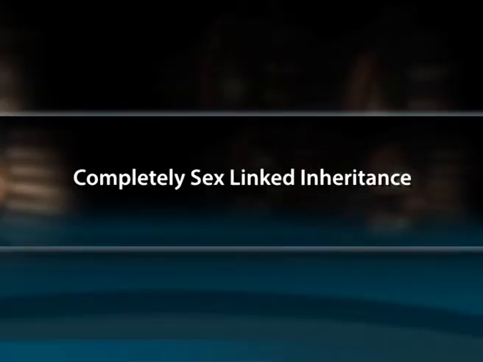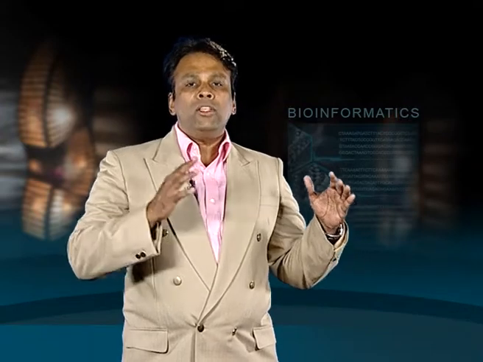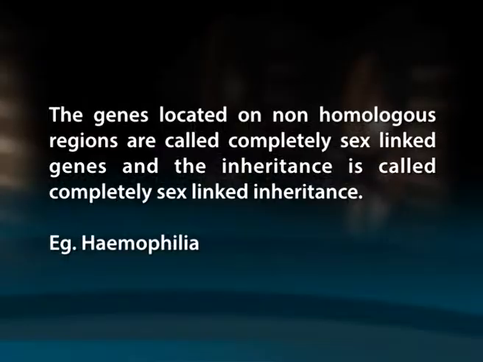Now, let us see about completely sex linked inheritance. The genes located on non-homologous regions inherit together because crossing over does not occur in these regions. So, the genes located on non-homologous regions are called completely sex-linked genes, and the inheritance is called completely sex-linked inheritance. Example, hemophilia.